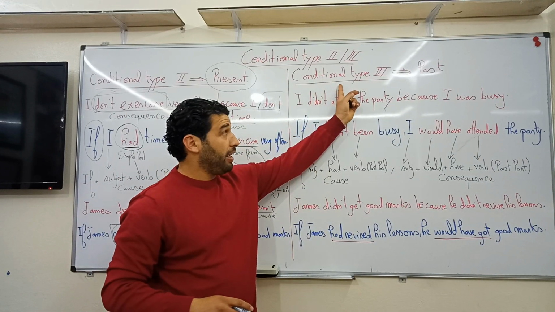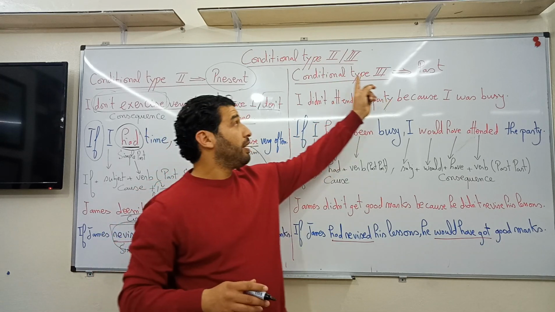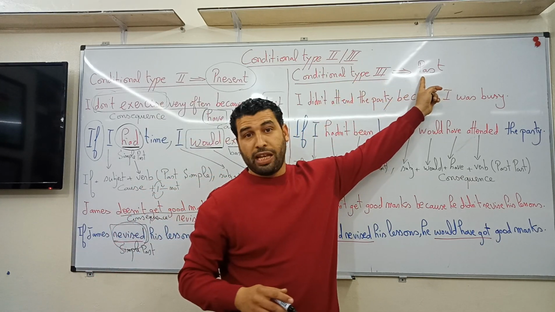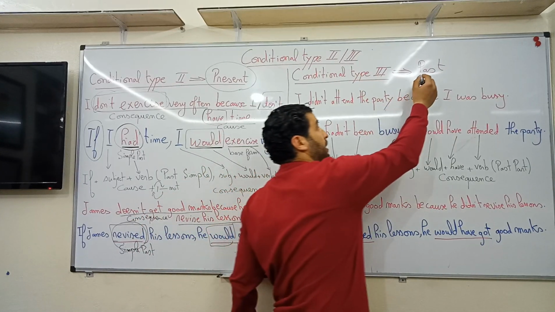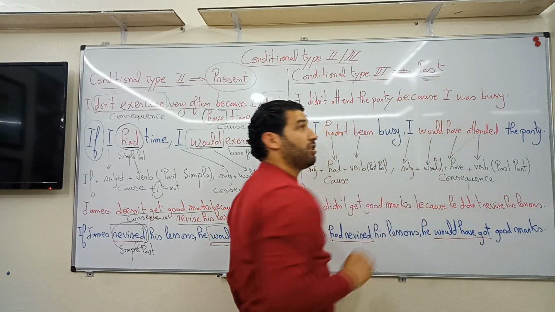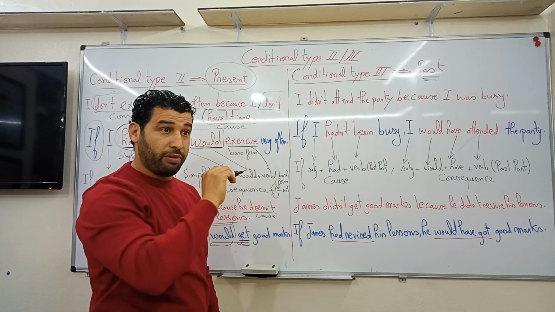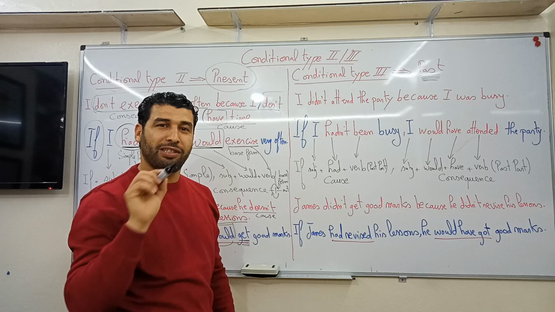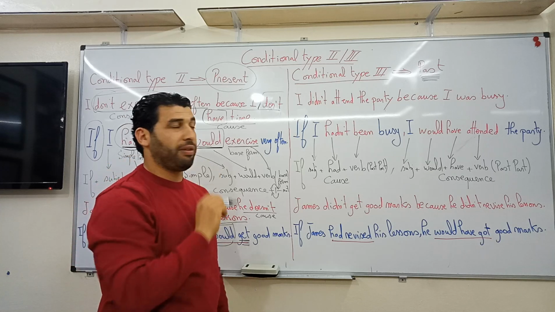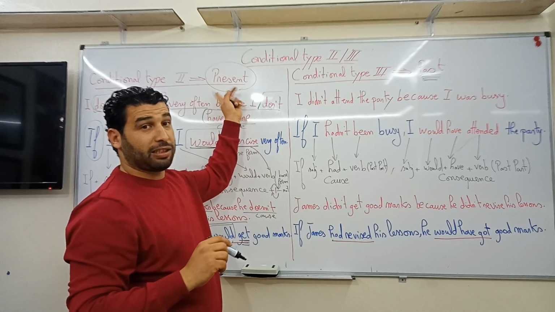For conditional type 3, the condition to use this type of conditional is that the sentence should be in the past. Okay? The past. Please try to pay attention to this. Read in the national exam, read the sentence first. Try to see, is it in the past or in the present? If it is in the past, then it's conditional type 3. If it is in the present, then it's conditional type 2.